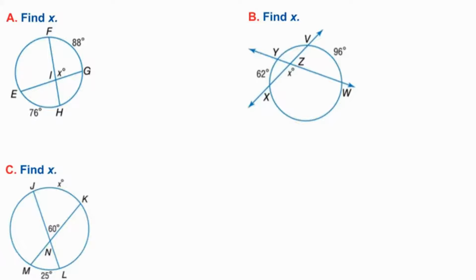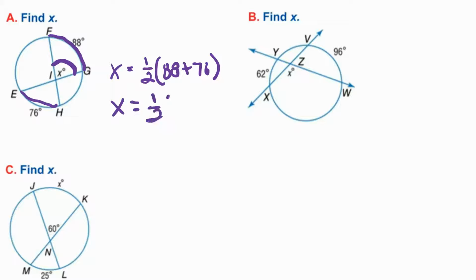Looking at problem A, we want to find the measure of this angle here. We're given arc FG, arc EH, so x would equal 1/2 of 88 plus 76. So x equals 1/2 of 164, so x equals 82 degrees.